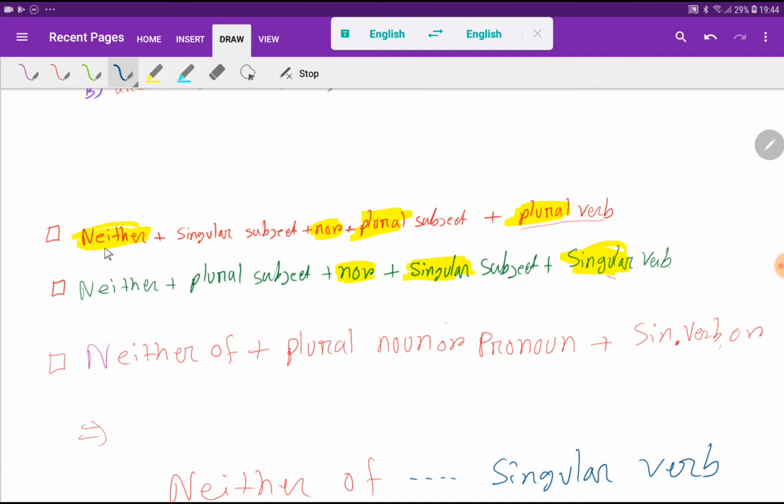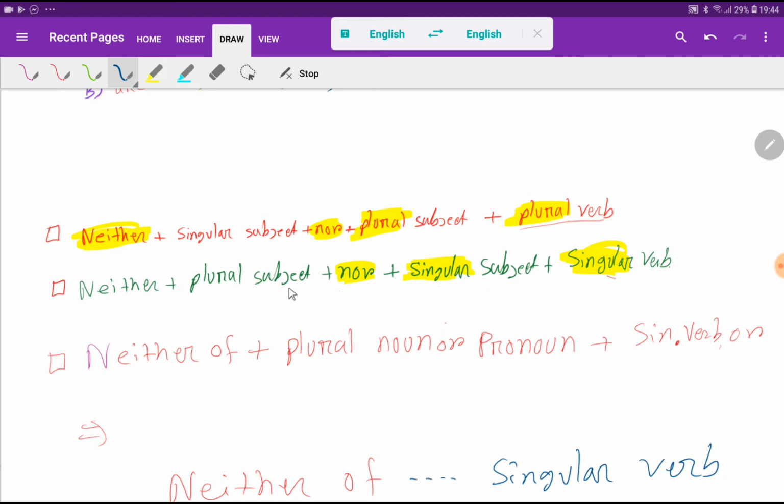Look at here. After neither plus singular subject, then nor, then plural subject, then plural verb. That is, the form of the verb will be determined by the subject after nor. Plural subject, plural verb. Look at here.